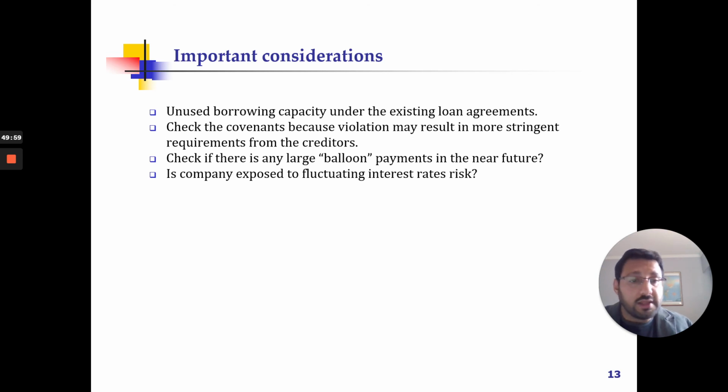Check the covenants. Check what the covenants are. For example, in order to pay the interest payment and the rent, the condition under the loan agreement is that the company needs to have at least $2 available in the EBITDA, right? The operating income plus depreciation and amortization plus the rent which they need to pay. So they should have at least $2 or more than $2 available. So look for the covenants, because violation of the covenants could be very risky.